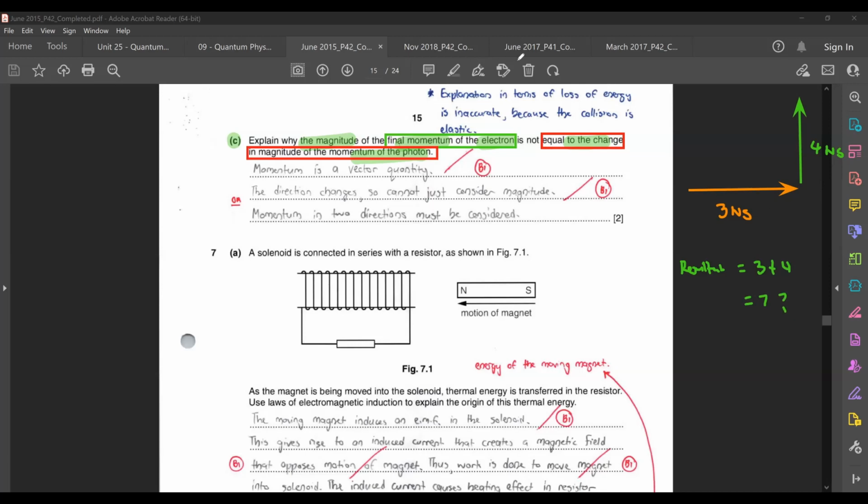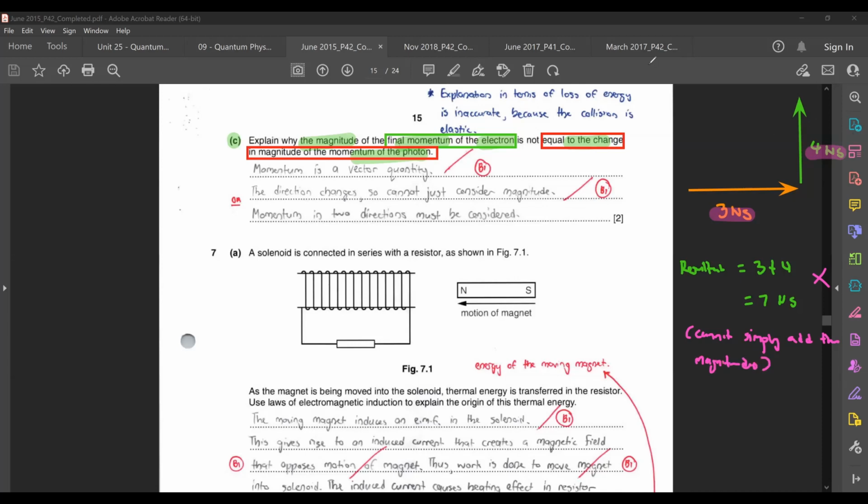What you learned in the first chapter of your AS physics last time was that when you're dealing with vectors, you need to consider their direction. You cannot just simply add their magnitudes. You cannot just simply minus the magnitudes, especially if their directions are different. So like in the example here, you have 3 newton seconds towards the right and 4 newton seconds upwards. I cannot say that the resultant here is 7 newton seconds. This is definitely wrong. You cannot simply add the magnitudes.